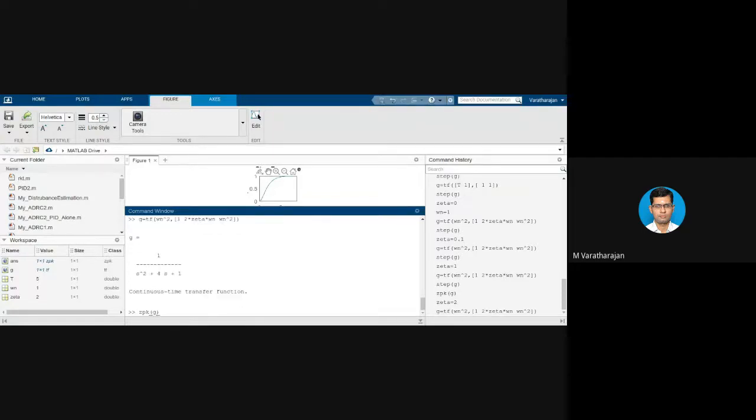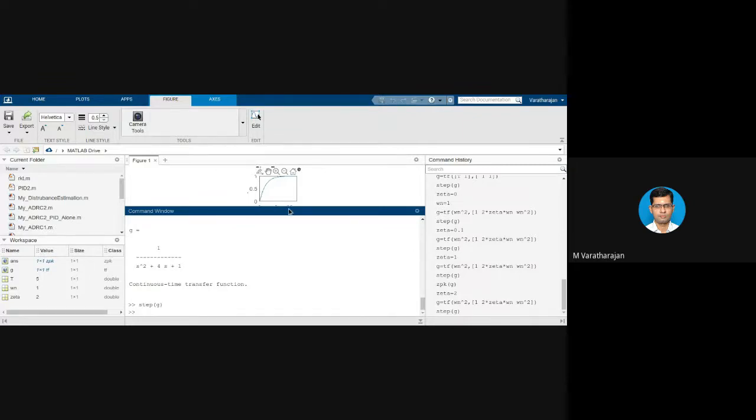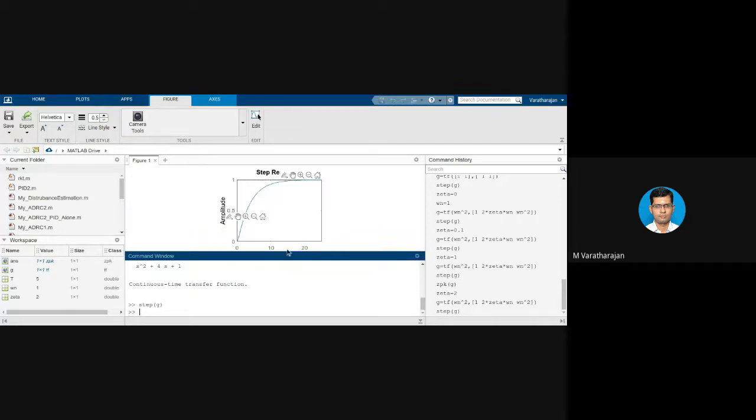Over-damped system in the sense the system will be very sluggish. It will look more or less like a first order kind of response, and it will take much more time to settle when compared with the previous system. It will be very slow in comparison.